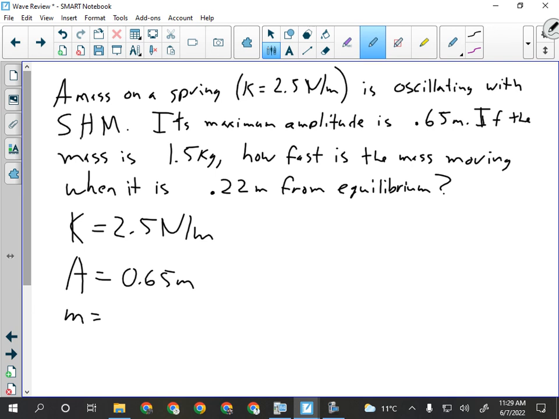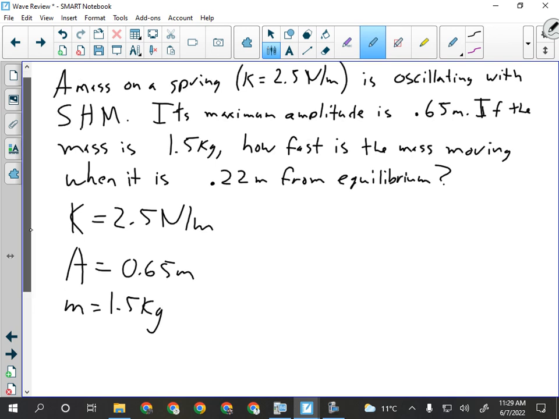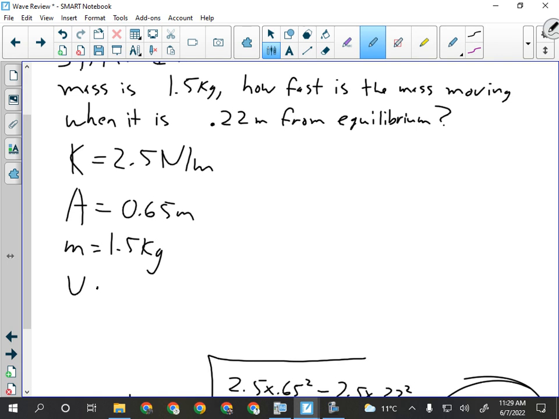The mass is 1.5 kilograms. And we're looking for how fast it's going when it is 0.22 meters from equilibrium. So we have xf. We're going to say the amplitude is the initial, and set it up to solve for vf. So we'll say, yep, Ei equals Ef.